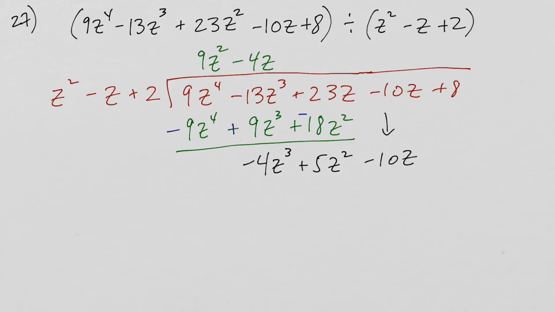Negative 4z times z squared is negative 4z cubed. I multiply and I get a positive 4z squared. And I multiply and I get a negative 8z. Again, with all those negatives, I think it's easy to make a mistake. So I don't want to subtract. I'm going to flip the sign of the bottom row and add.